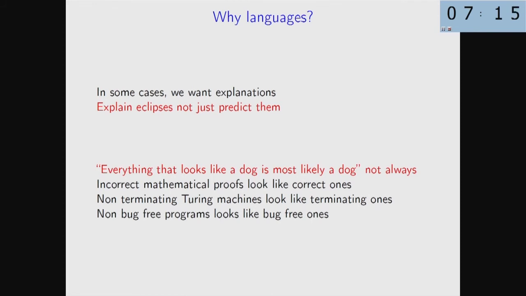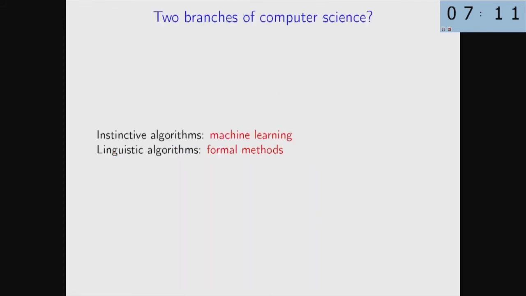And if we take this assumption, it means that we need both machine learning, we need both instinctive algorithms and linguistic algorithms. We need some algorithms to recognize a cat from a dog, or a work by Lorenzetti from a work by Haring, which are instinctive algorithms. But we also need linguistic algorithms, for instance, to check the correctness of a mathematical proof.